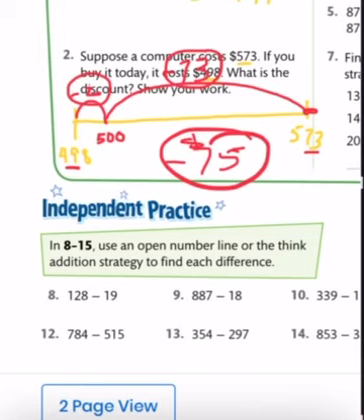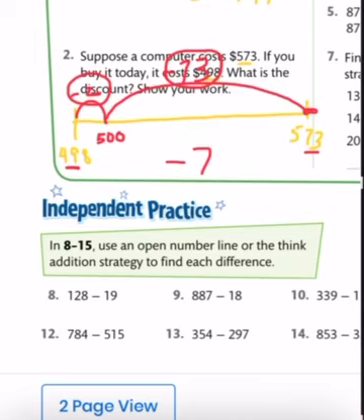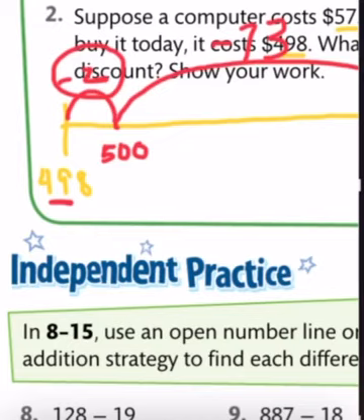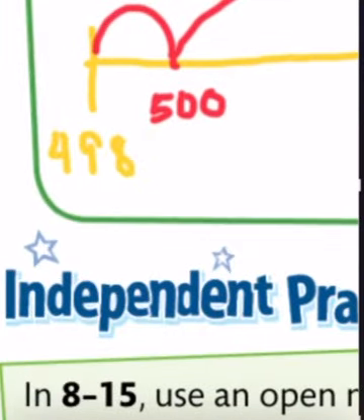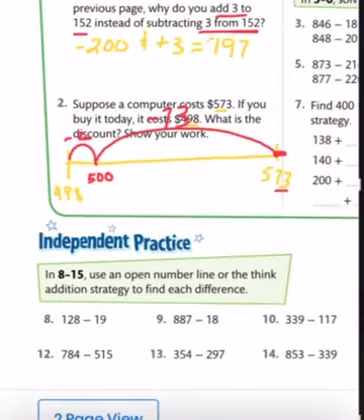Okay? All right. I'm going to erase all of that. Instead of thinking about subtraction, I'm going to think of addition. Very, very similar to what I just showed. All right, so here we go.